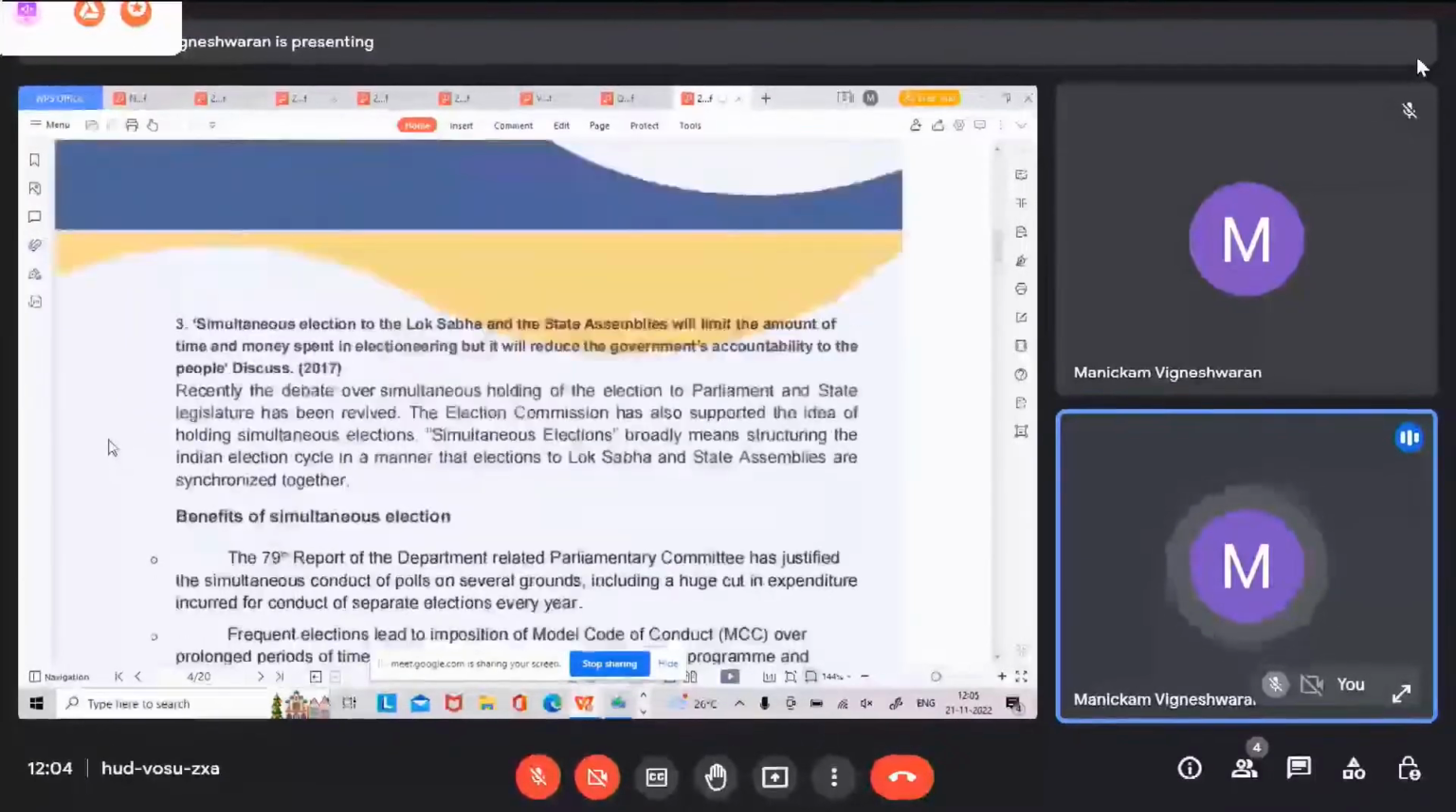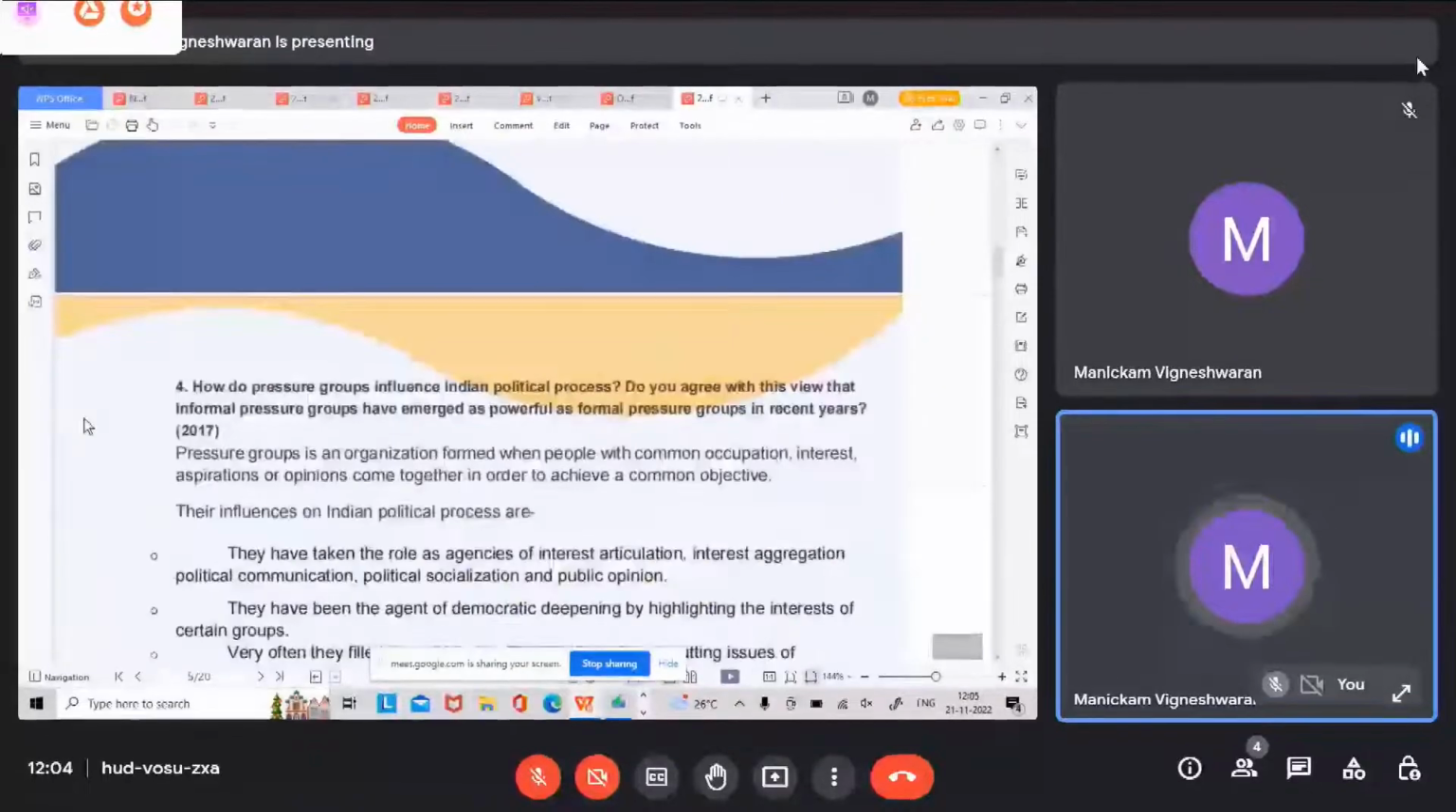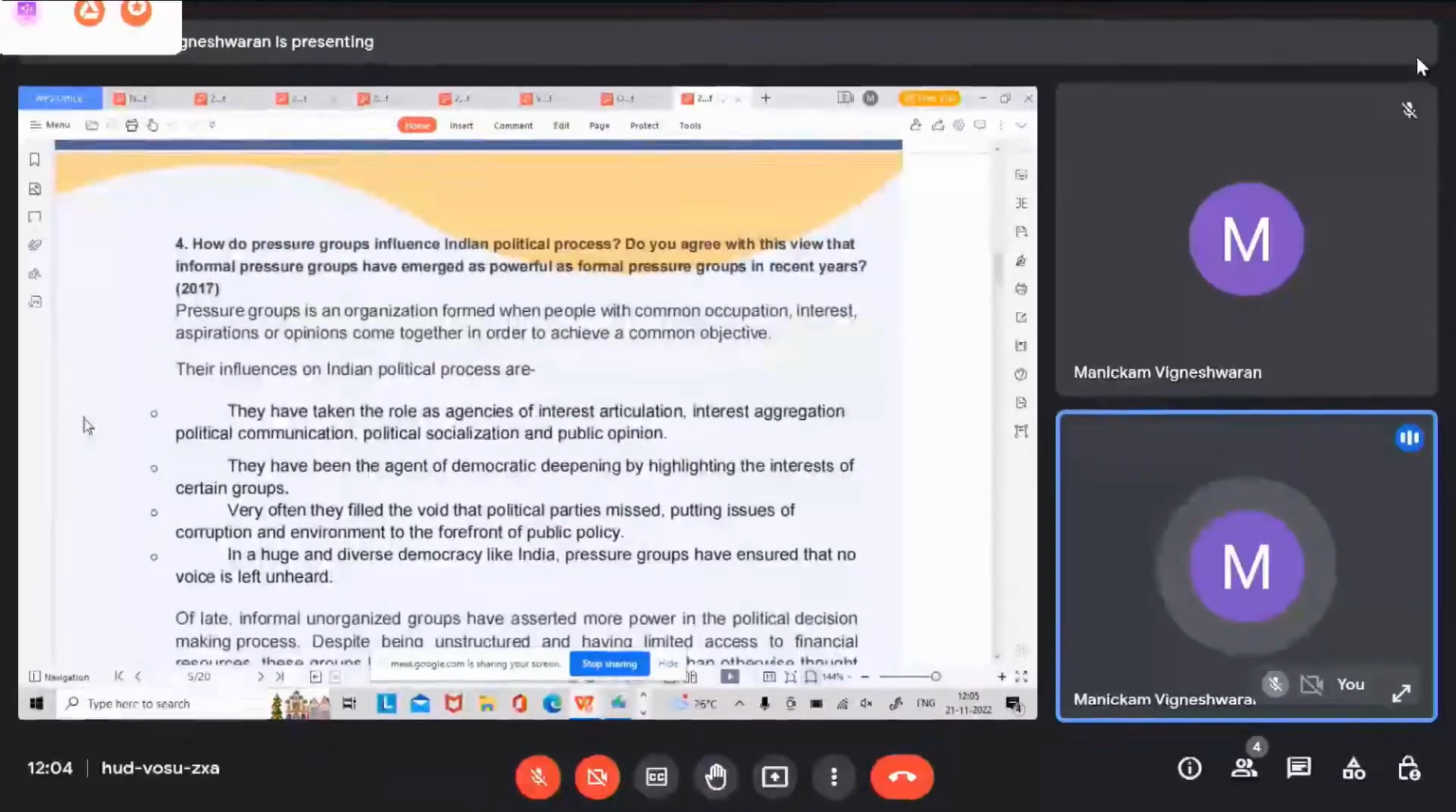Next, we will go to the next question. Question number 4. How do pressure groups influence the Indian political process? Do you agree with the view that informal pressure groups have emerged as powerful as formal pressure groups in recent times? We know that pressure groups act as an influencing factor while the government makes policy for the benefit of the people. They ensure the rule of law, democracy, and the maximum benefit to the maximum number of people of India, in the Republic of India.